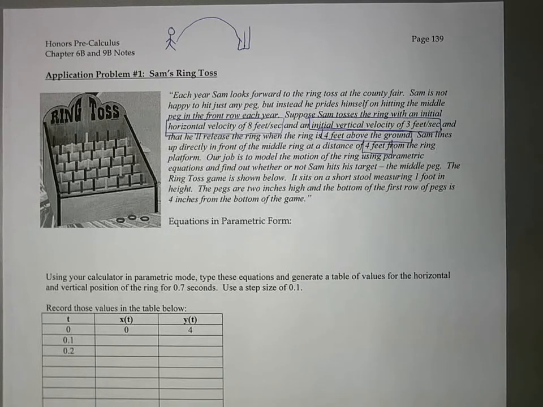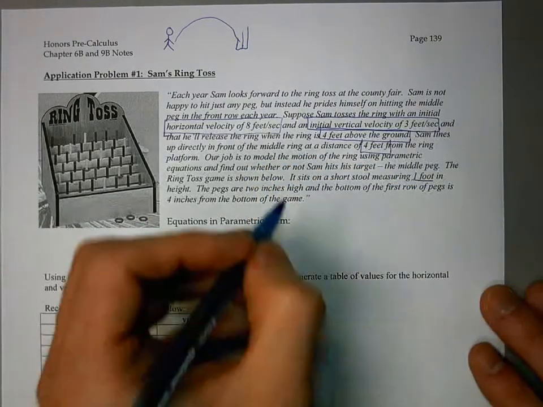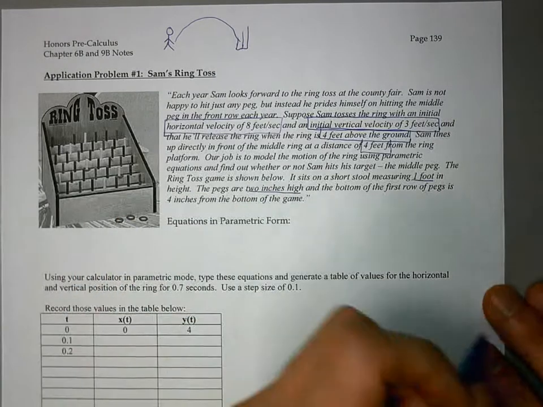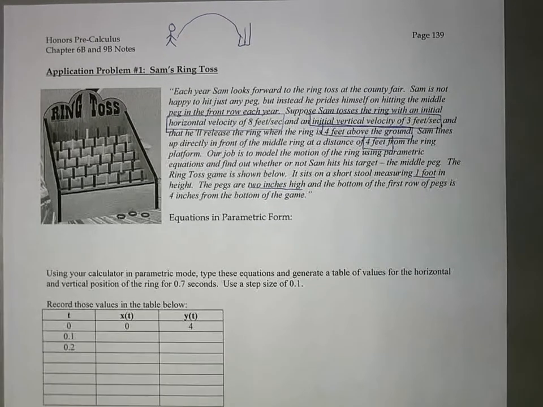And we also have right here that there's a short stool that measures 1 foot in height. The pegs are 2 inches in height, and the bottom of the first row is 4 inches from the bottom of the game. So we've got a lot of information that we've got to digest right there. So let's start by writing these in parametric form.